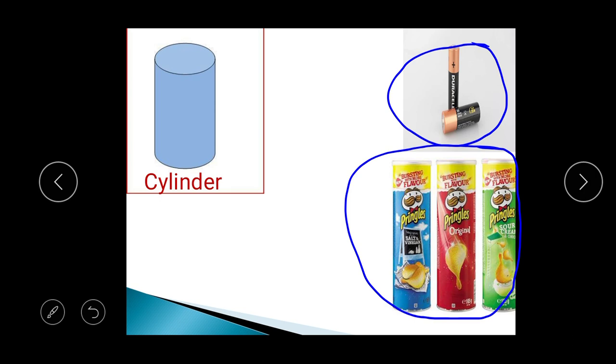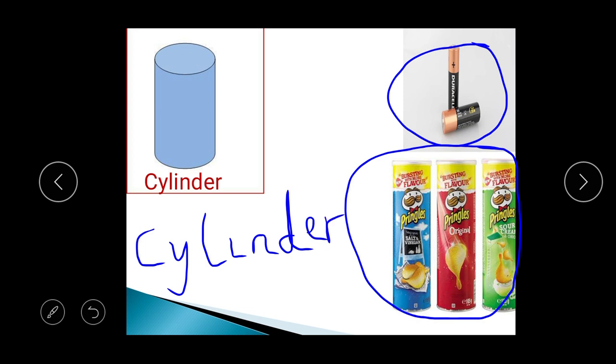On a quick one, let's spell cylinder. Let's chunk it. It's very simple. CY. Can you say that after me? CY-LIN. Okay. Let's spell it from the beginning. CY-LIN-DER. Cylinder.